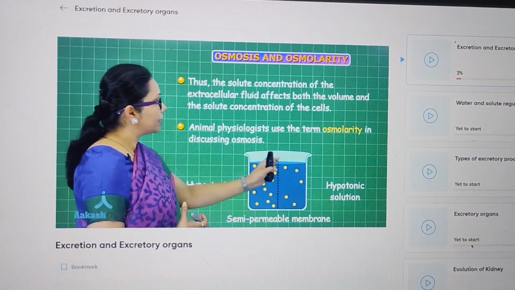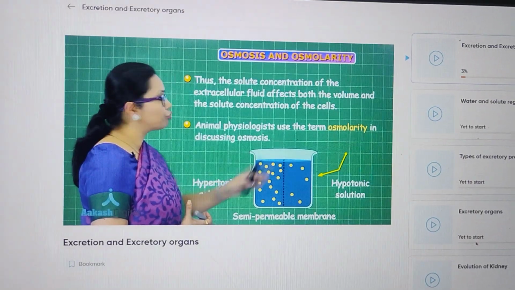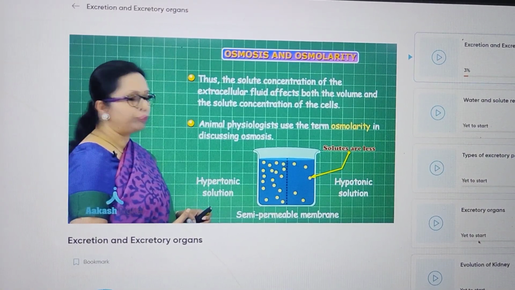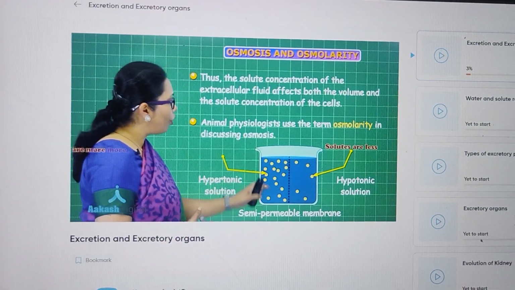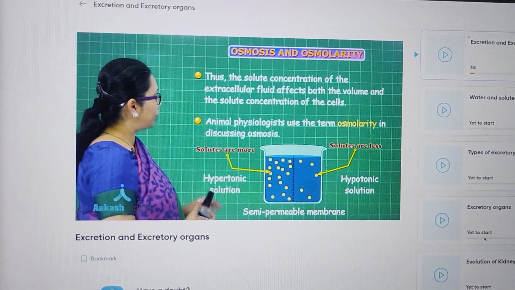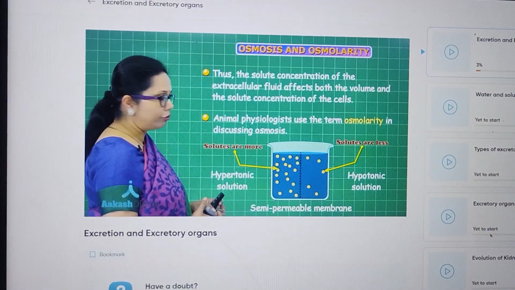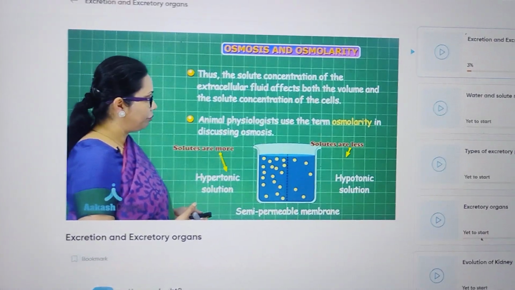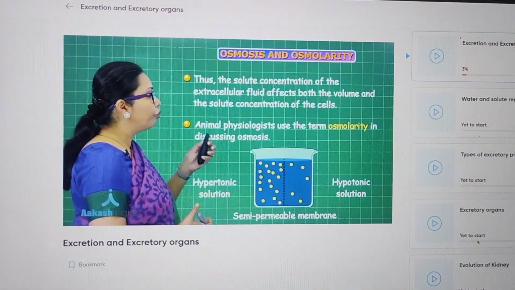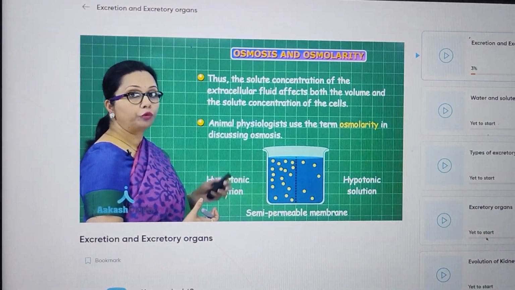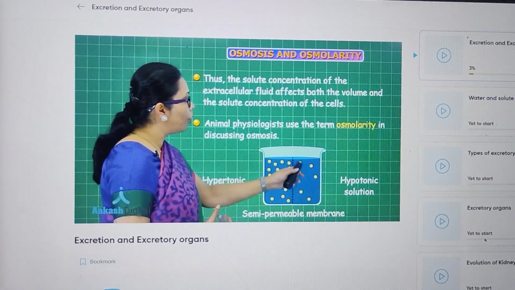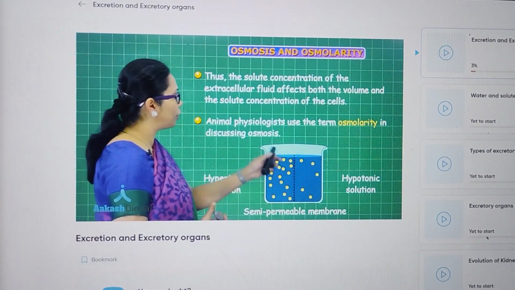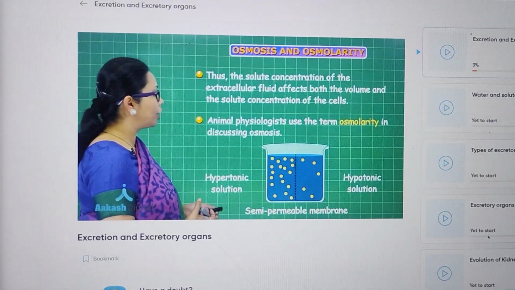So on this side you can see there is water, but the solute molecules are less. So this is a dilute solution and this is hypotonic. And here there is more solute concentration. So this is a hypertonic solution. And in the middle there is a semi-permeable membrane like our cell membrane. So water would move from where to where? That is, water is more in this dilute solution, in the hypotonic solution. So water will move from the hypotonic solution to the hypertonic solution.